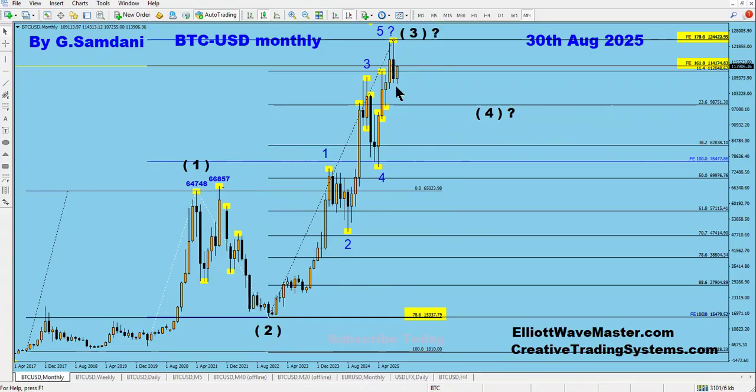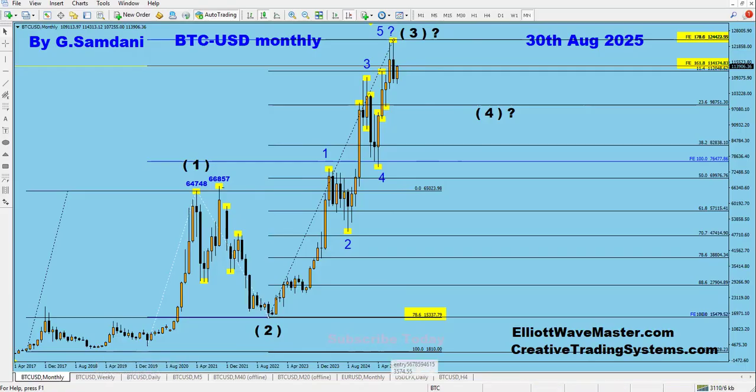In three waves, probably this one is a zigzag, A, B, C. So we might have a flat, a regular flat or some kind of flat in three waves, right? A, B, and C, sideways wave, right? So the first wave, A, will be starting or already started.